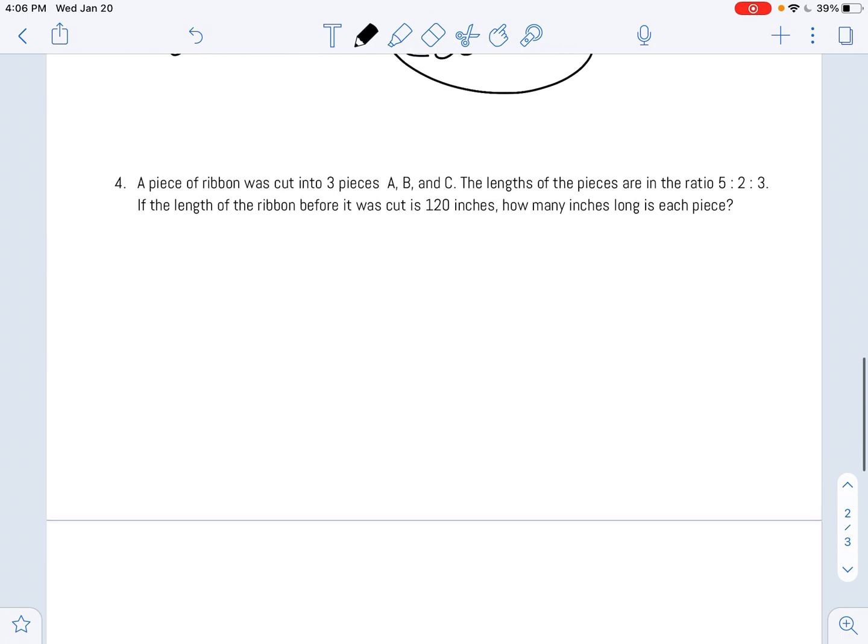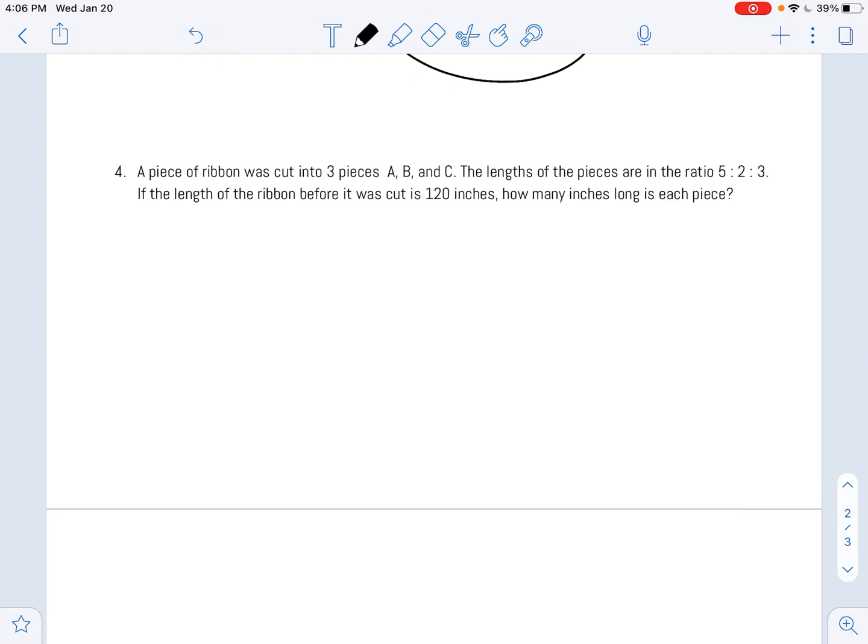And moving on to the last problem. A piece of ribbon was cut into 3 pieces, A, B, and C. The lengths of the pieces are in the ratio of 5 to 2 to 3. Let's draw our picture there. Let's just start with that information, then we'll read again.